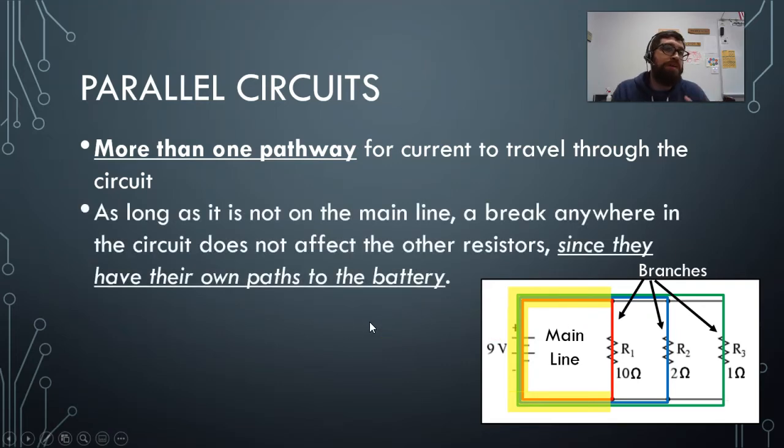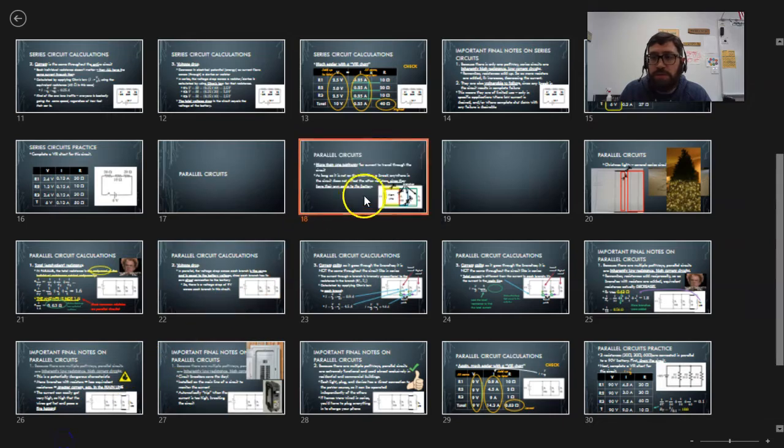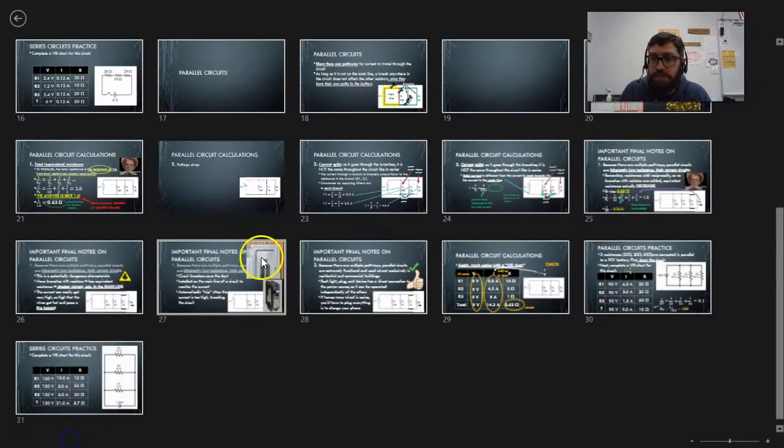The thing about a parallel circuit that gets interesting is that as long as we don't have a break on that main line, I can break the circuit anywhere else, and it's not going to affect the other resistors. And the reason is because they all have their own direct path to the battery, as opposed to a series circuit. Let's go back and look at that one. Nope, not that one.